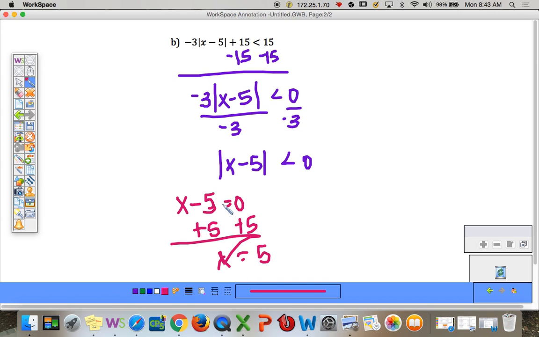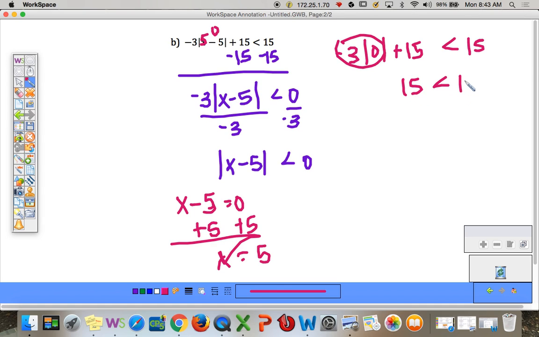Let's plug in and check our answer. So here there's only 1 because of this 0, but let's plug it in. We have 5 minus 5 is 0, and we have 0. Negative 3 times 0 plus 15 should be less than 15. And this is 0, so we have 15 is less than 15. And so this inequality we should have kept like this.